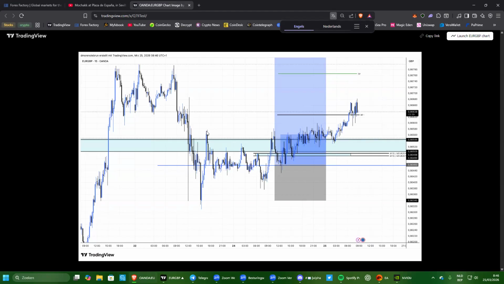Here we already got a break of structure, but maybe this was, I don't know. Wow. That took a long time till this one took off. But like you can see here, this was maybe not the most clean structure. This was maybe not the most clean breakout and retest, but here we have a very obvious breakout and retest. So very clean reaction.